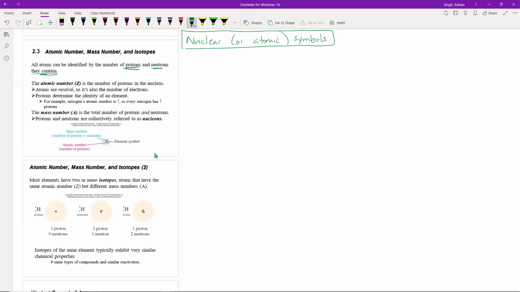So the number of protons that are in a nucleus of an atom is known as the atomic number. Okay, so the number of protons is the atomic number. They mean the same thing. And that atomic number is abbreviated Z for atomic number.